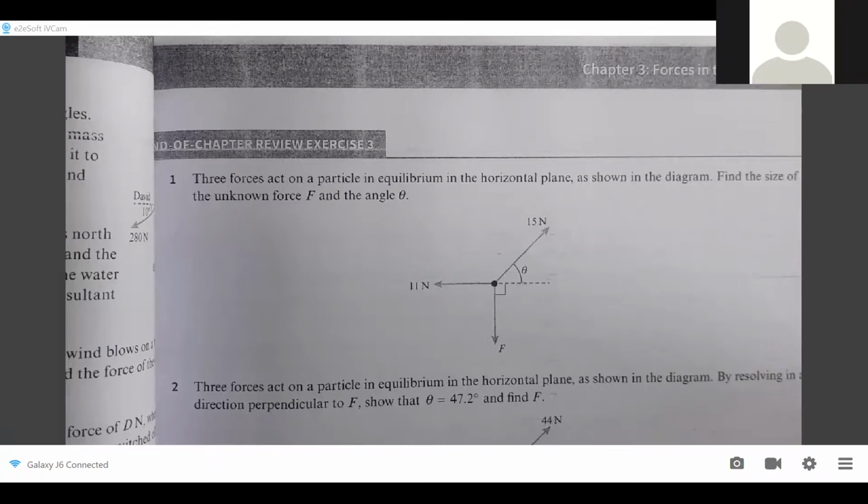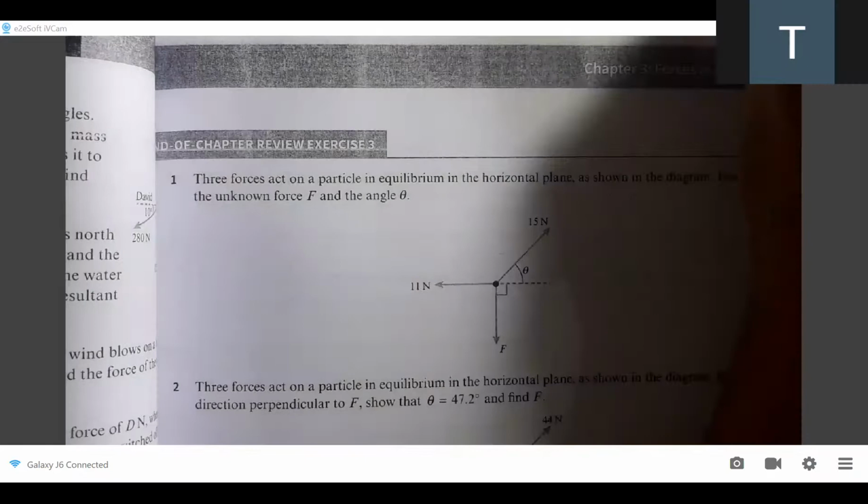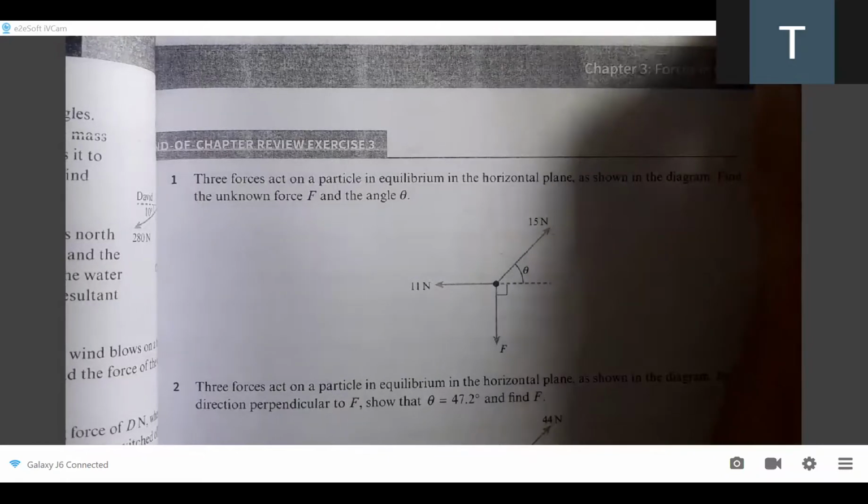Excuse me, miss, are we learning Lami's theorem? No. This theorem is not in your syllabus. Miss, theta is 42.8 and the force is 10.2 newtons. Theta is 42.8 and f is 10.2. Okay, let's wait and see.